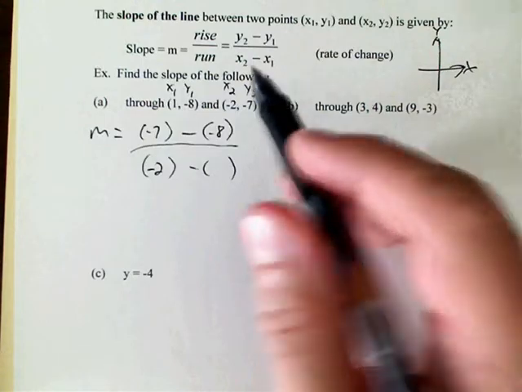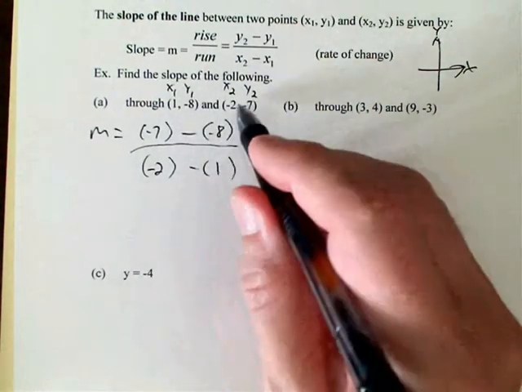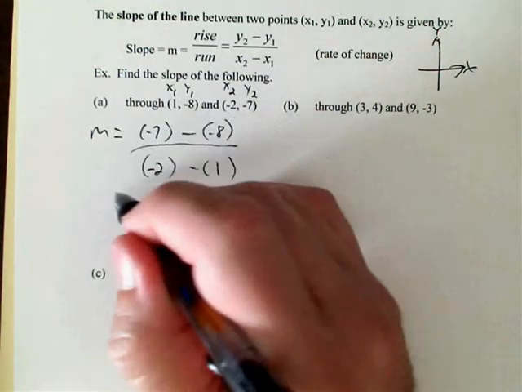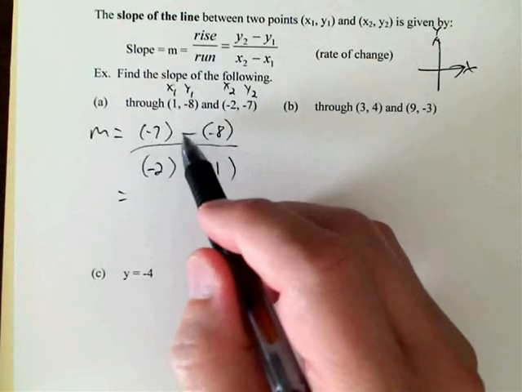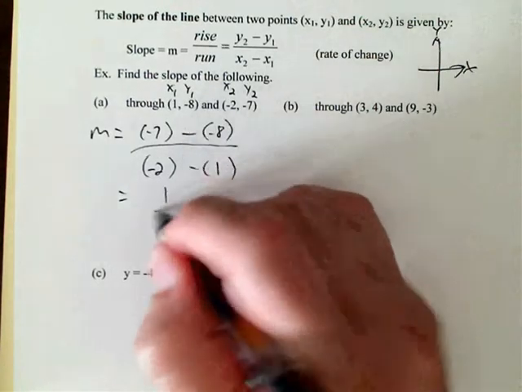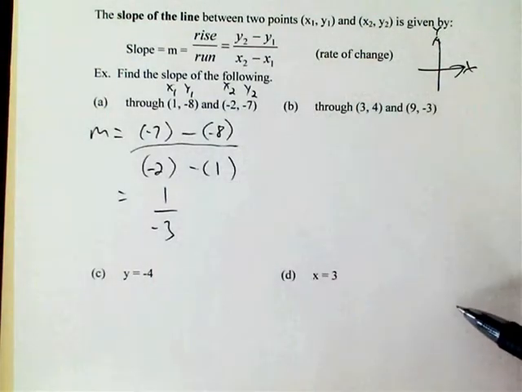And so, since I got negative 2 there, I got to put the 1 here for x2 minus x1, and then we just do it algebraically. Negative 7 minus negative 8, same thing as negative 7 plus 8, which is a positive 1. Negative 2 minus 3 is negative 3. What that means is our line will be going down.